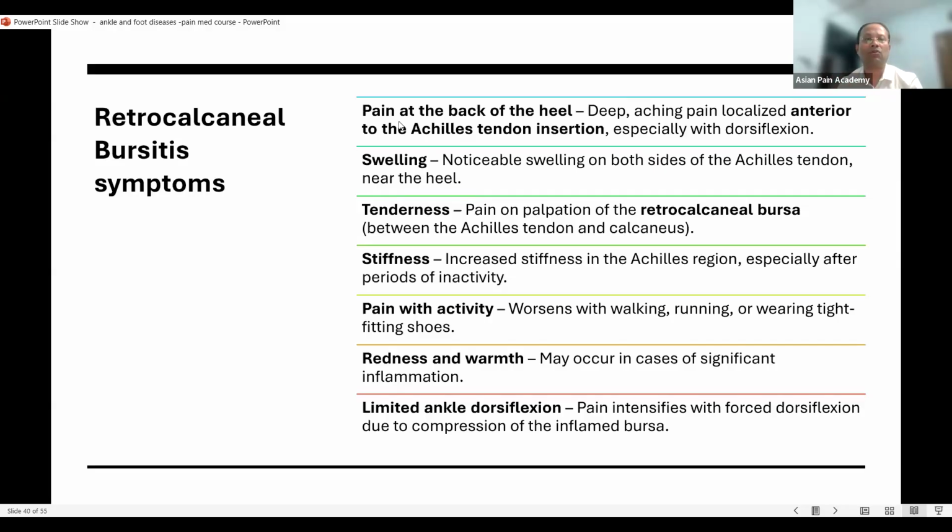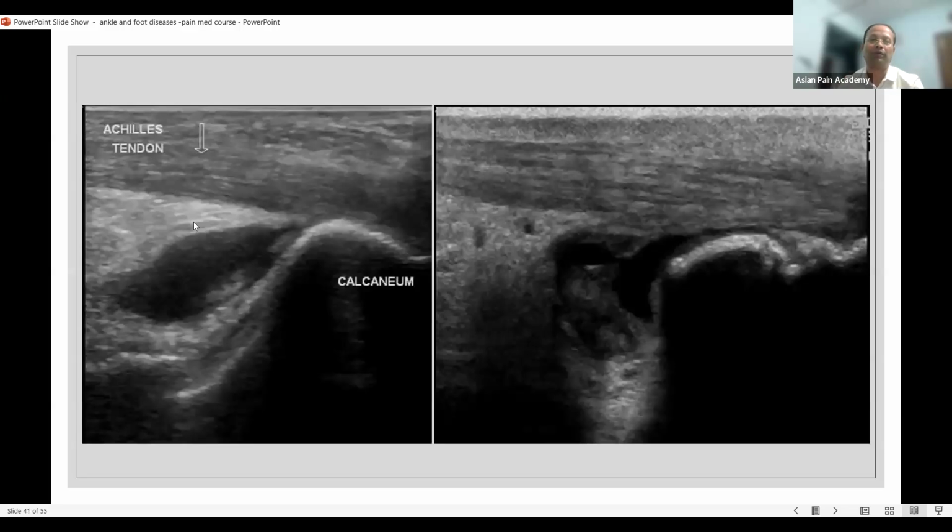Both the things cause pain at the back of the heel. Deep aching pain localized anterior to the Achilles tendon insertion, especially with dorsiflexion. Of course, dorsiflexion of the foot will cause a stretch to the Achilles tendon, so pain will increase. Then swelling, tenderness, stiffness, pain with activity, redness and warmth, and limited ankle dorsiflexion. All these things can be there with bursitis. Remember, bursitis is usually an acute presentation.